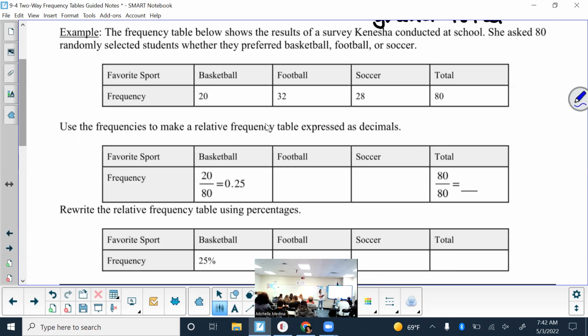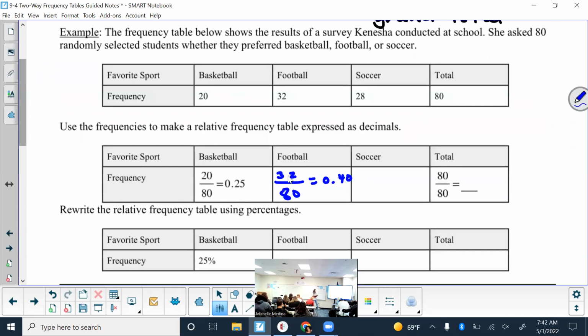So like for football, 32 people chose that. And you're dividing it by the grand total. What's the grand total? 80. So however many people were surveyed. What's 32 divided by 80? Put that in the calculator. 0.40.